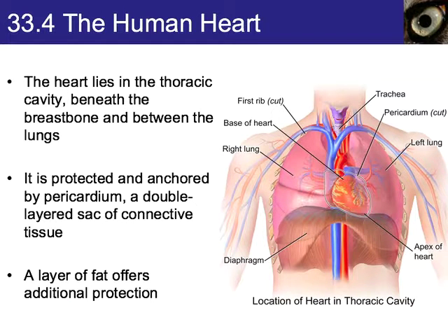The heart lies in the thoracic cavity beneath the breastbone and between the lungs. If you remember, this is your thoracic cavity. Here's your diaphragm, and your abdominal cavities below. It's protected and anchored by the pericardium, a double-layered sac of connective tissue, and a layer of fat offers additional protection.